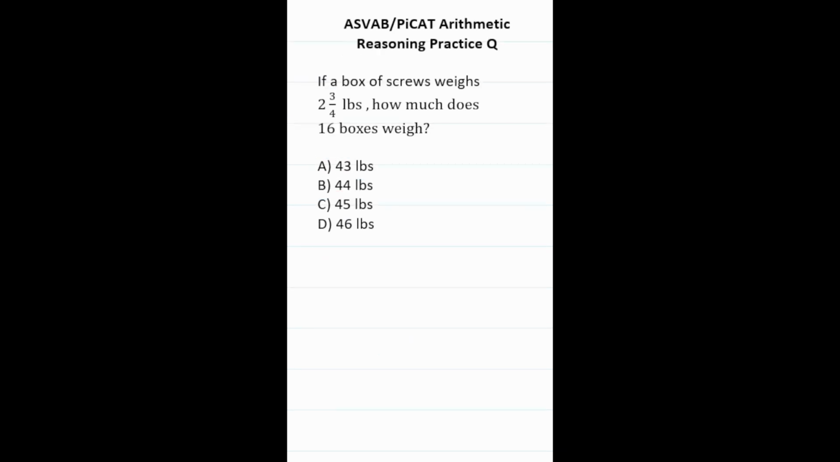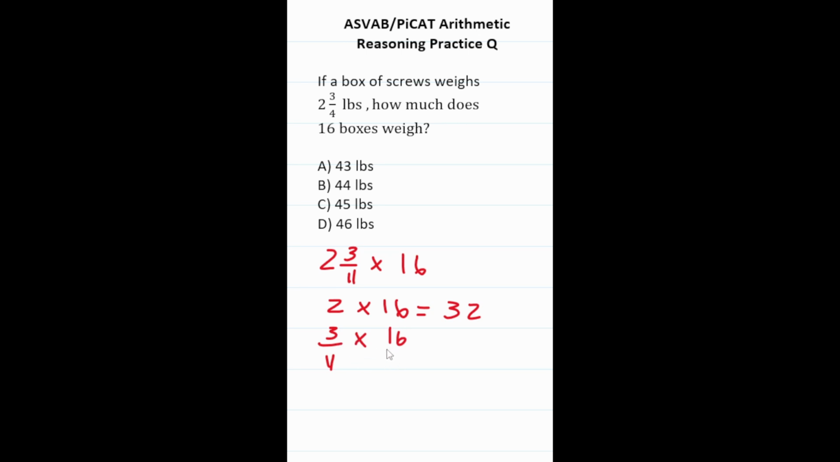This ASVAB PiCAT Arithmetic Reasoning Practice Test question says, if a box of screws weighs 2 3/4 pounds, how much does 16 boxes weigh? So to figure this one out, we're going to do 2 3/4 times 16. To make this math a little bit easier, I'm going to do 2 times 16, then I'm going to do 3/4 times 16, and I'm going to add those results together. 2 times 16, you should be able to do mentally. That's going to be 32.